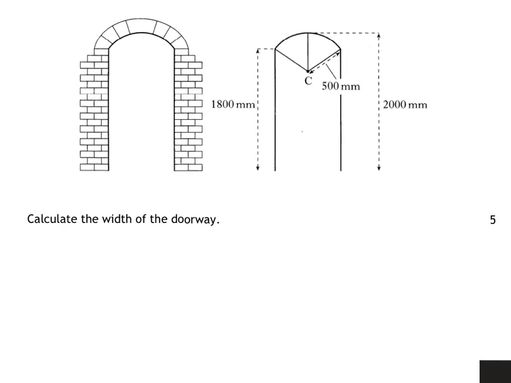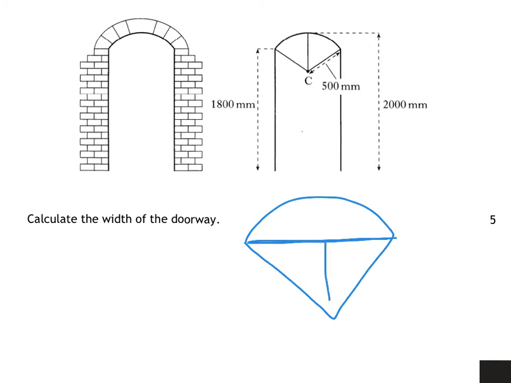And we want the width of the doorway. So I'm going to draw this shape out here. So this is part of our circle. This is what we are after. Okay. If I split this up here, there are my right angle triangles. So I've just put the chord in. That is the width of the doorway. So that's what we're after.